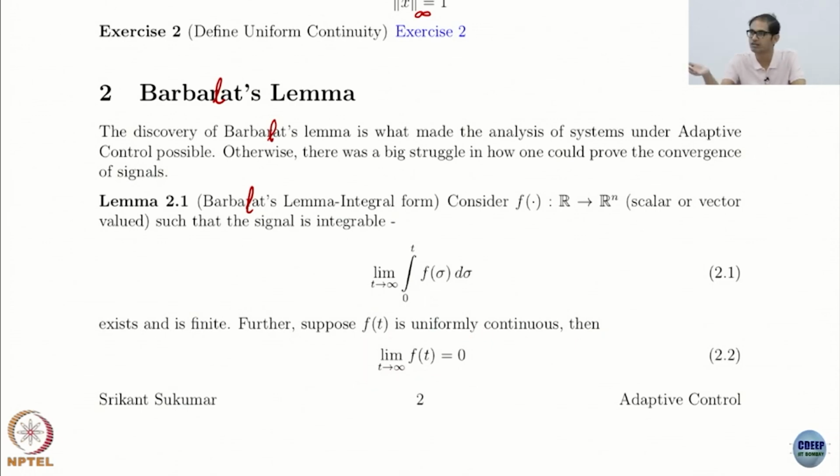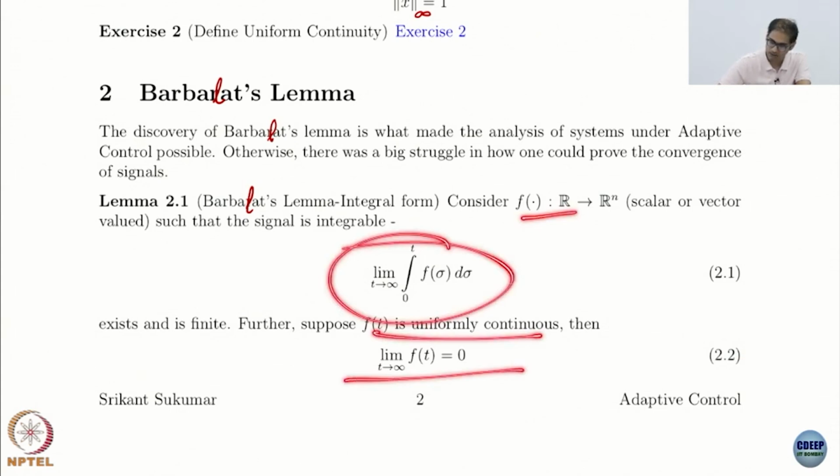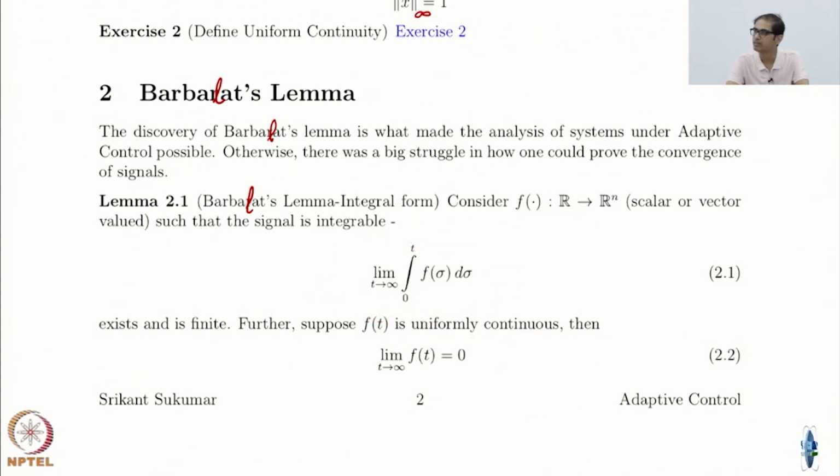So this is the convergence result. As you can see, you are talking about convergence. Later on you will see how we use it for states, because this is just talking about a function. But if you remember, the state is also a function of time once you solve the differential equations. It is a function of time and also initial conditions, but still a function of time once you fix the initial conditions. So this is a nice convergence result which says that if the function is integrable and uniformly continuous, then the function goes to 0 as t goes to infinity.